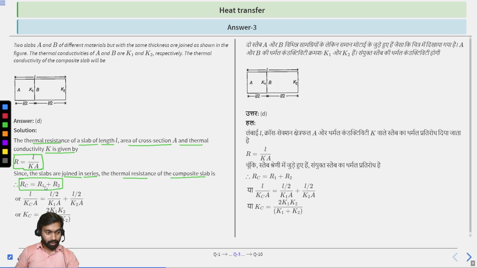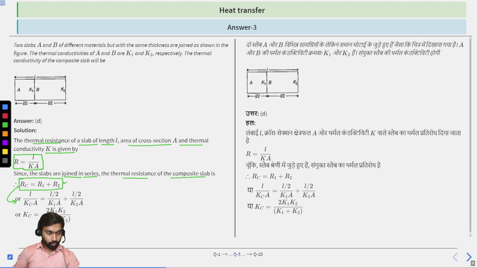Here Rc is the thermal resistance of the composite slab, R1 is the resistance of slab A, and R2 is the resistance of slab B. Using this concept, we calculate the thermal conductivity of the composite slab. Rc is L divided by KcA, which equals (L by 2) divided by K1A plus (L by 2) divided by K2A.